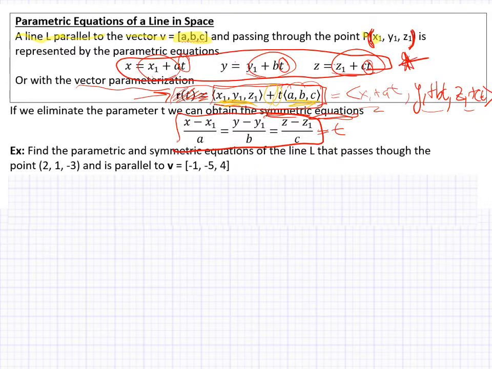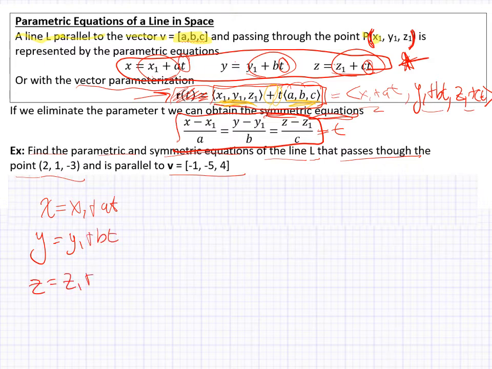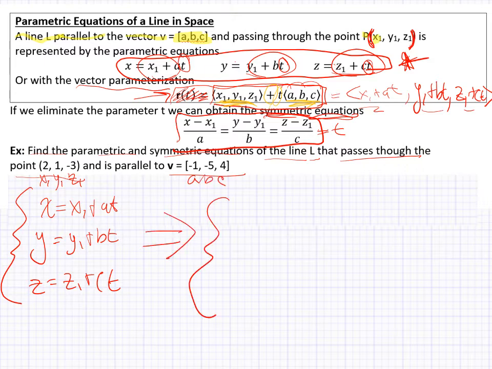All right, so simple question. Find the parametric, and we'll also do the symmetric, equations of the line L that passes through the point (2, 1, -3) and is parallel to the vector <-1, -5, 4>. All right, so pretty simple. We're going to use the formula that x equals x1 plus at, y equals y1 plus bt, z equals z1 plus ct. Those are our three parametric equations. This is x1, y1, z1, and this is a, b, c. Simply put them in, and we get the three parametric equations.